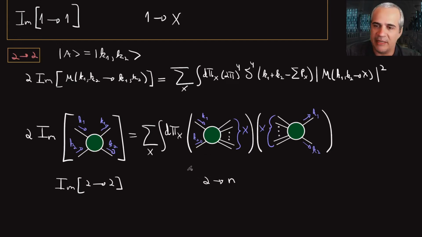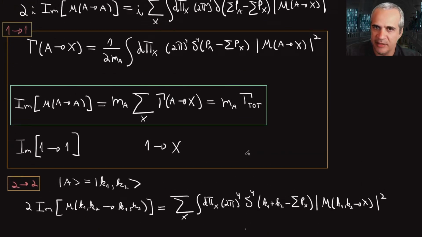That we only had an imaginary part once I could actually put these intermediate states on shell. And this is the general version of it, right? And it's nice to see that it comes from a very basic principle, which is unitarity. Now, again, I can rewrite this thing, the same thing I did for the one-to-one here, right?